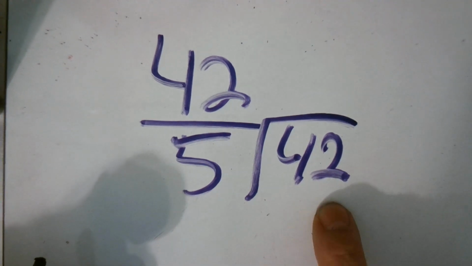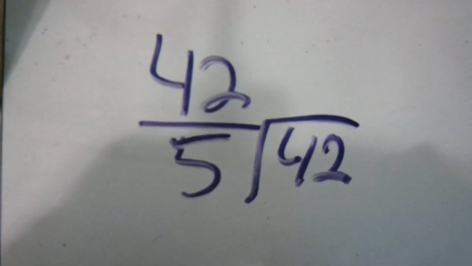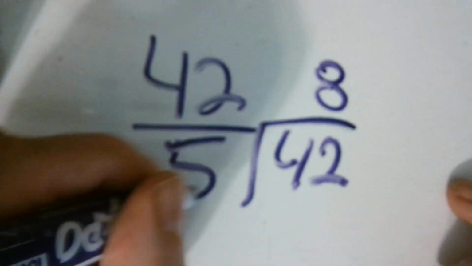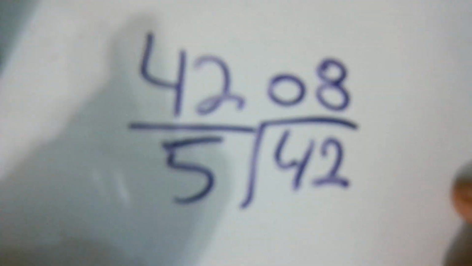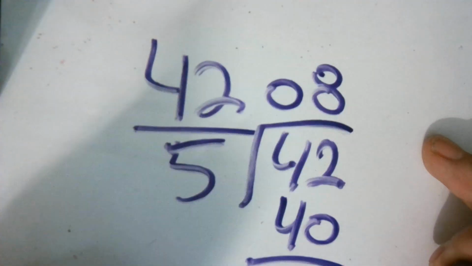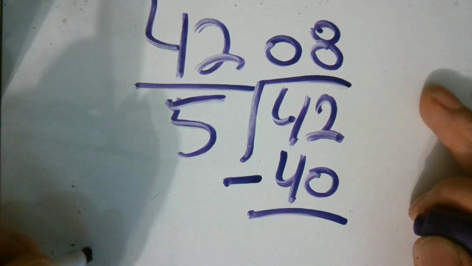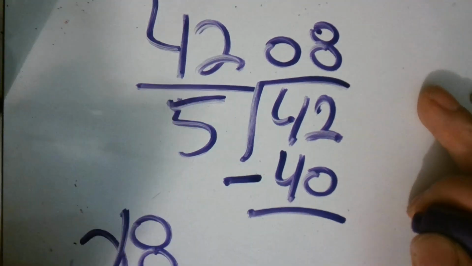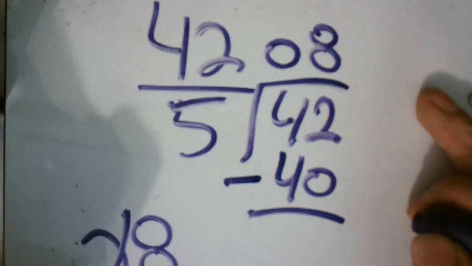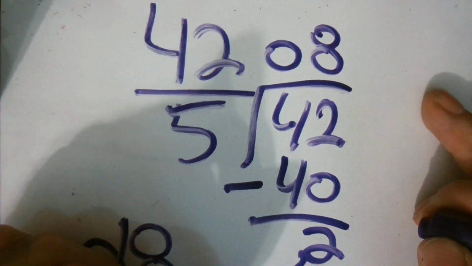5 times what gives me 42? Skip count. 5, 10, 15, 20, 25, 30, 35, 40, 45. Okay, so 9's too much. So it's 8. 5 can't go to 4. 8 times 5 is 40. Subtract from my whole number. I could write 8, but let's say it's 8. 2. My 2 becomes my new numerator.